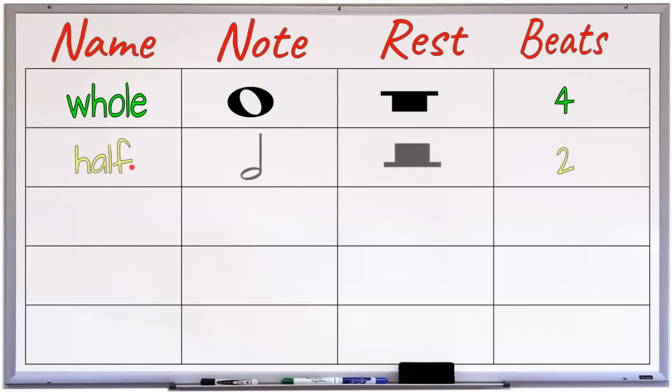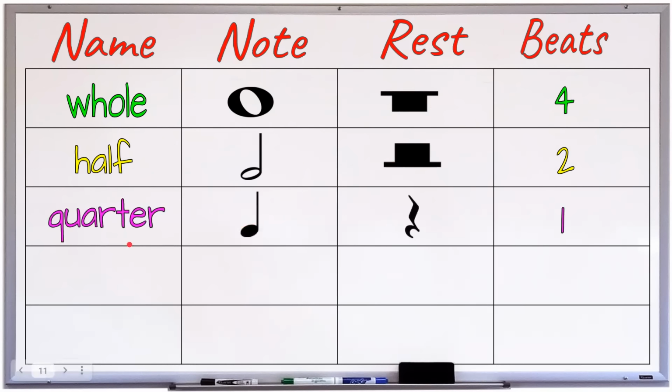Okay. Next, let's go to half. This is half note. This is half rest. They both have 2 beats, or the time value, they have 2. The note has 2, and the rest also has 2. Okay, next we have quarter notes and the quarter rest. They both have 1 beat.